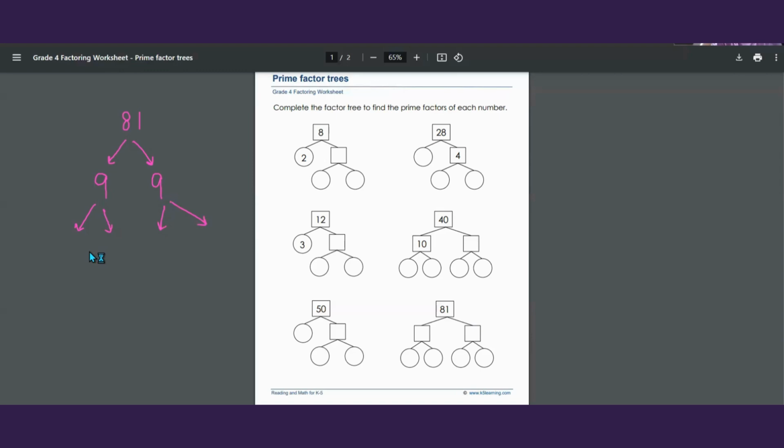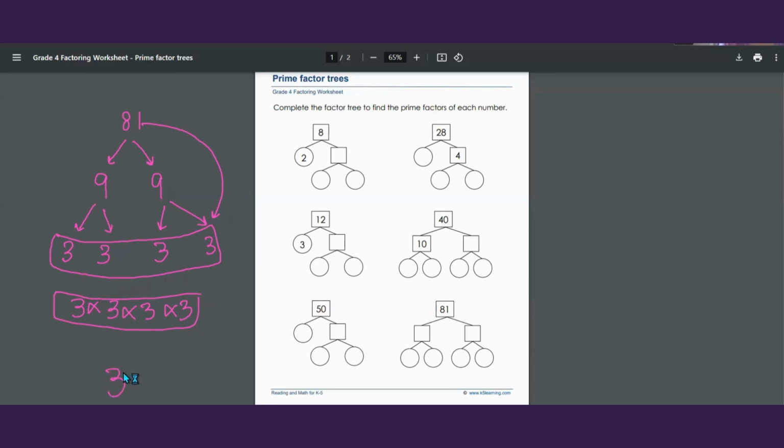9 is 3 times 3. So you are getting a total of four 3s. And this is the prime factorization of 81: 3 times 3 times 3 times 3. Got it? Yeah. And if I want to write it in index form, 3 to the power of 4. Yes, perfect.